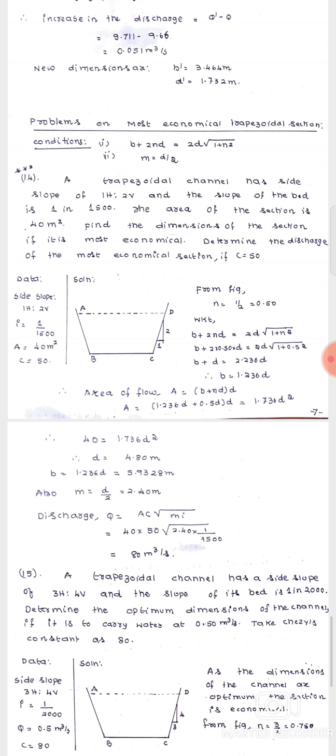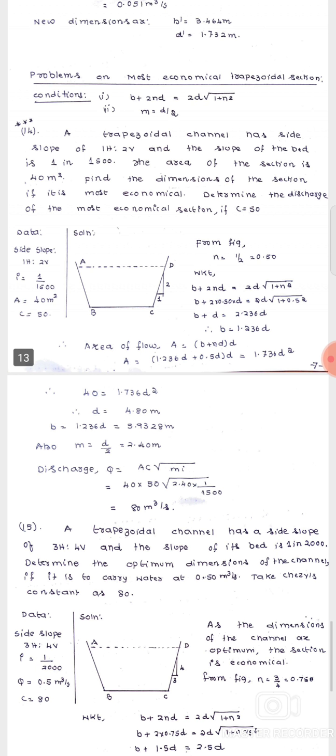So once we read the numerical, we have to note down the given data. The side slope is given, that is 1 horizontal to 2 vertical. Then i is given as 1 in 1500, the area is given as 40 meter square, and c is equal to 50. And remember, they ask you to find the most economical dimensions as well as the discharge. So we have n is equal to 1 by 2, that is 1 horizontal by 2 vertical, that is n is 0.5.